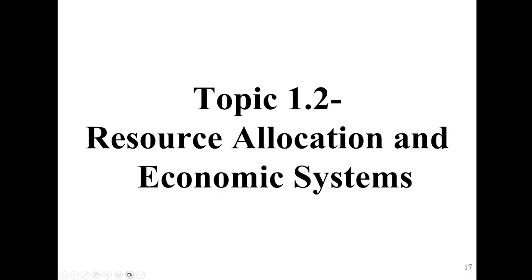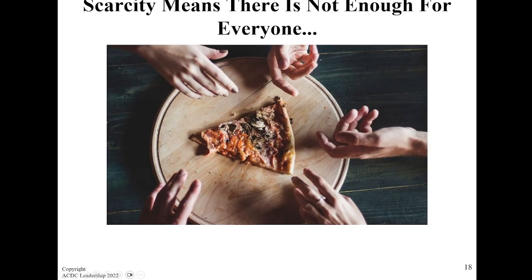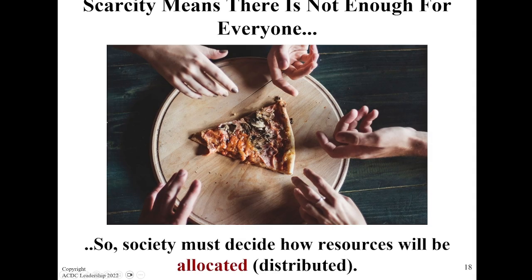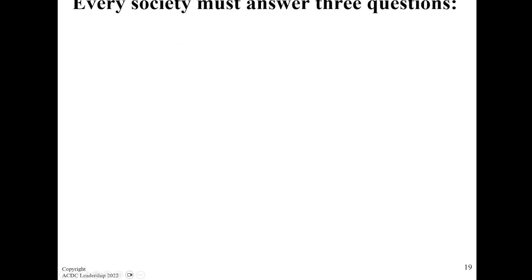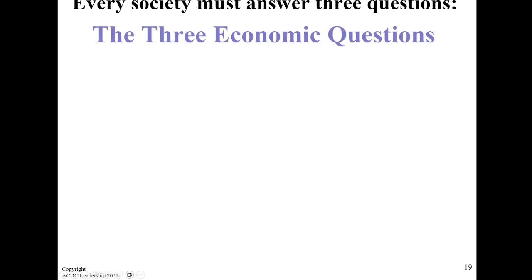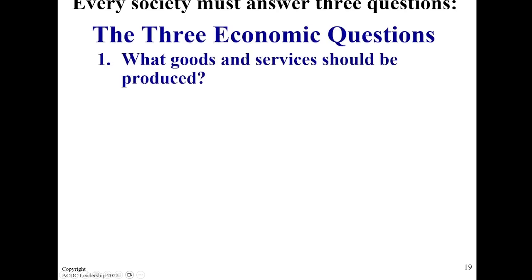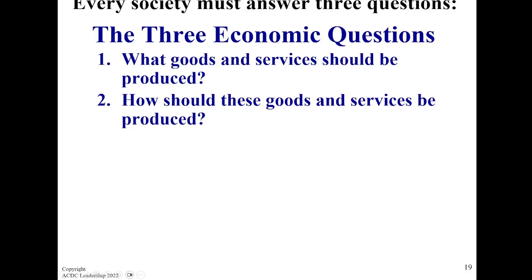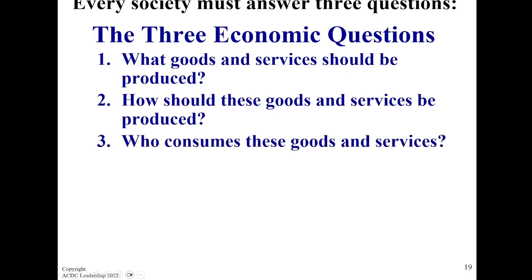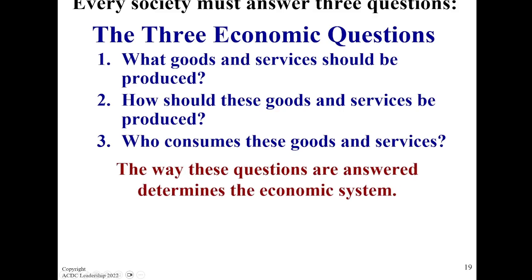So now let's go on to topic 1.2, which is allocating these resources and the types of economic systems, right? Like we mentioned earlier, scarcity means there isn't enough for everyone. So society must decide how their resources will be allocated and distributed. Every society must answer 3 questions. What goods and services should be produced? How should these goods and services be produced? And who consumes these goods and services? The way these questions are answered determines the economic system.